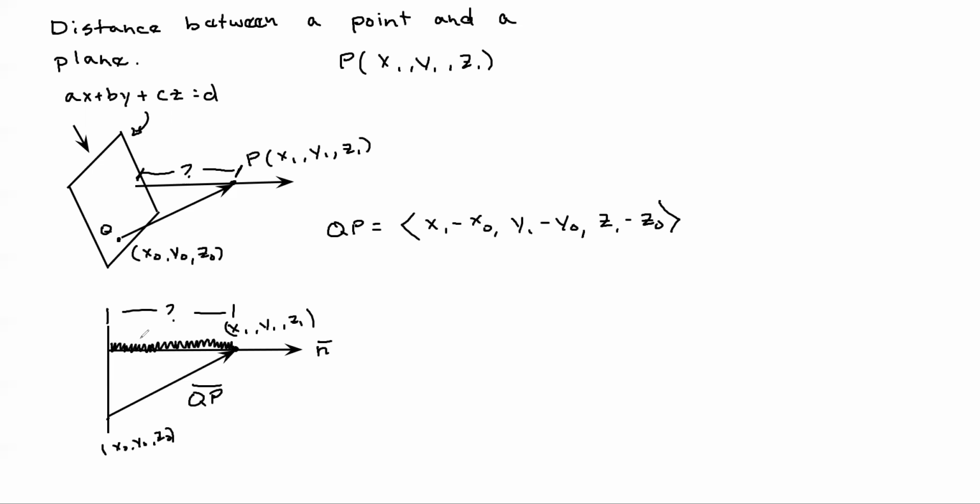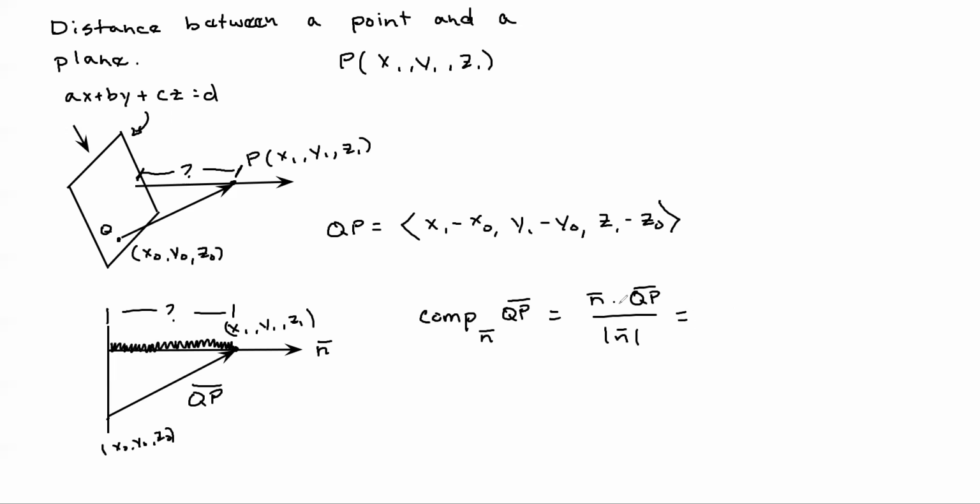If you took QP and you projected it onto N, it would give you just that. And we want the length. So the length, that's going to be the component of QP onto N. So what is that? That is N dotted with QP divided by the length of N.